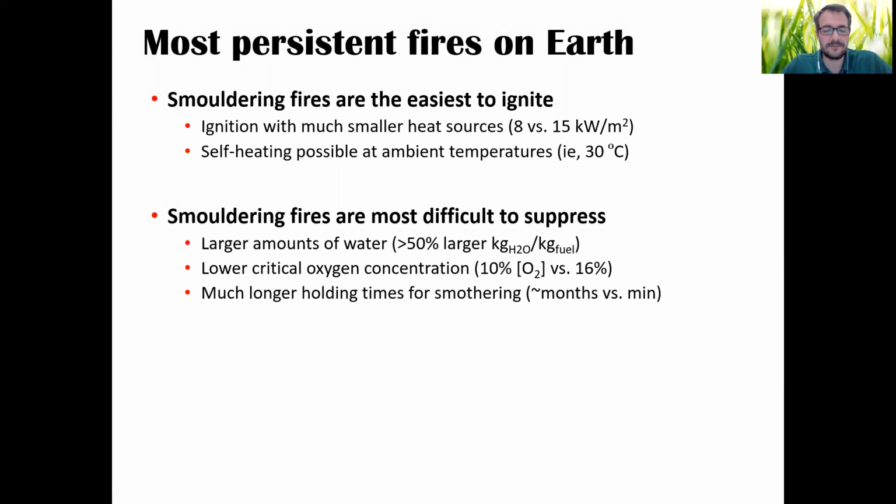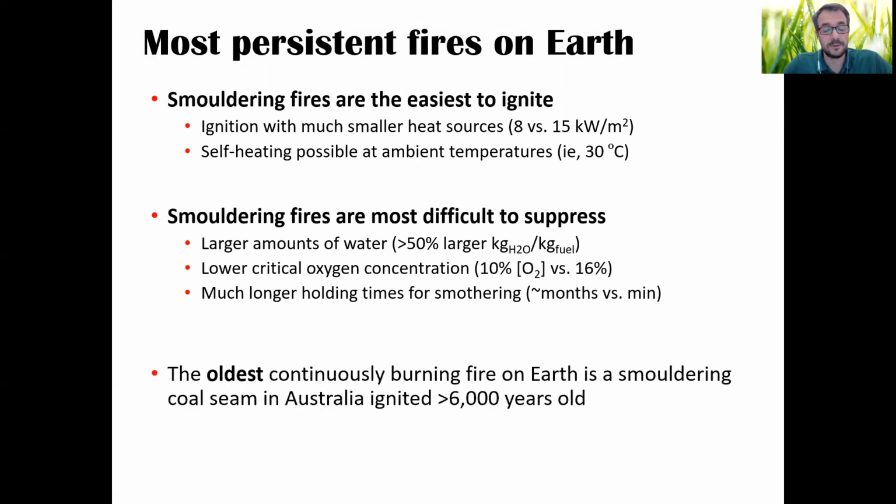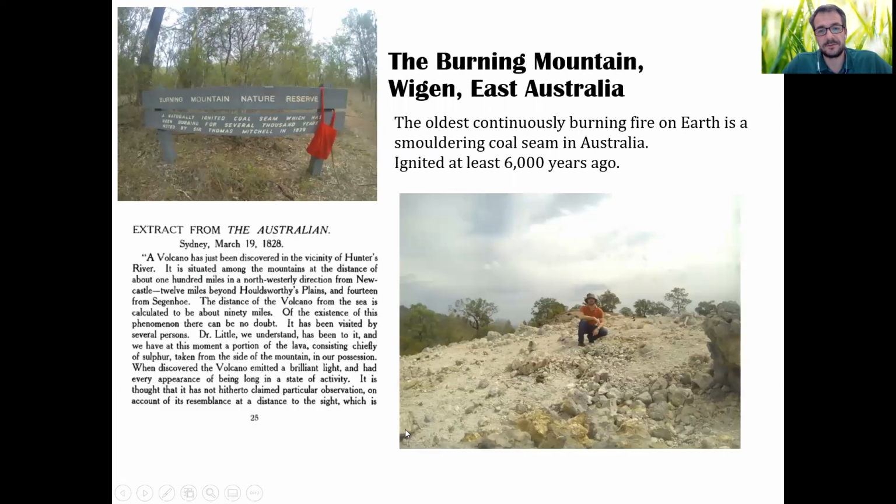You will have to go to a different planet to combine the laws of nature such that smoldering is not so persistent. So there is something about smoldering on planet Earth in terms of fire. You should not be surprised then that smoldering is the oldest continuously burning type of fire. And there is one in Australia. I'm going to show it to you now.